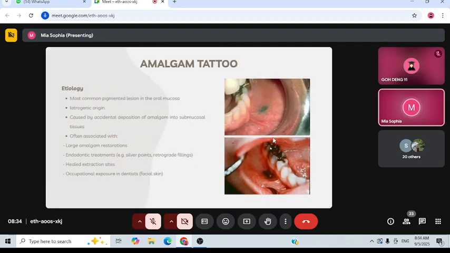Let's start with the most common pigmented lesion in the oral cavity, the amalgam tattoo. It is of iatrogenic origin, meaning it results from dental treatment itself. This typically happens when amalgam particles are accidentally embedded into the soft tissues during procedures like large restorations, endodontic treatments such as silver points or retrograde fillings, or even during tooth extractions. Facial pigmentation from amalgam has also been reported in dentists with occupational exposure.